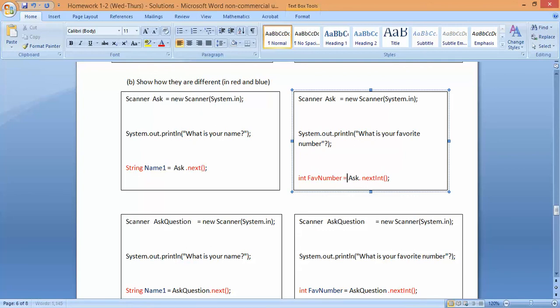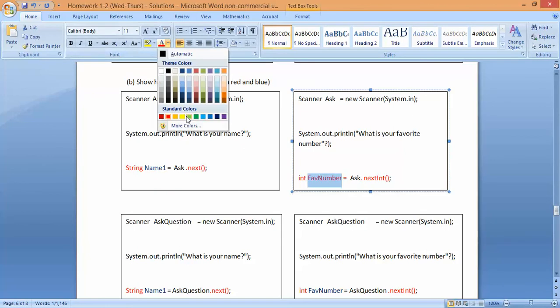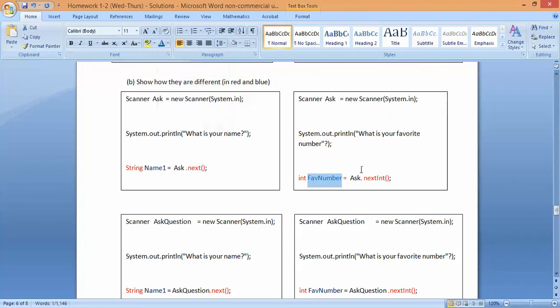So this blue is pointing from variable to variable, showing they're different. And the third thing that's different is dot next. Here you have dot next, open parentheses, close parentheses. Here your dot next is dot nextInt, capital I-N-T, open parentheses, close parentheses. This is how they're different.